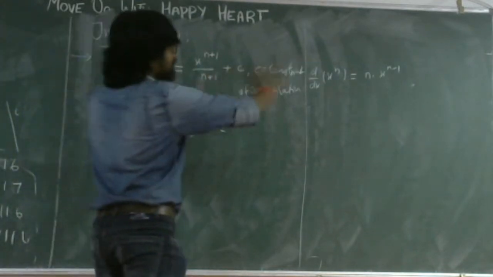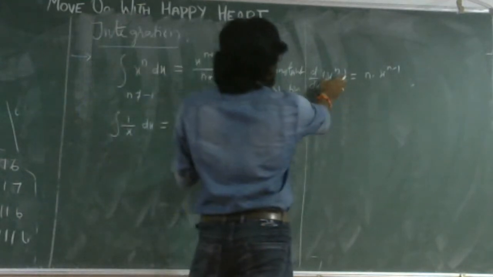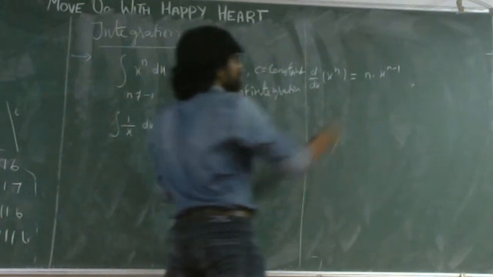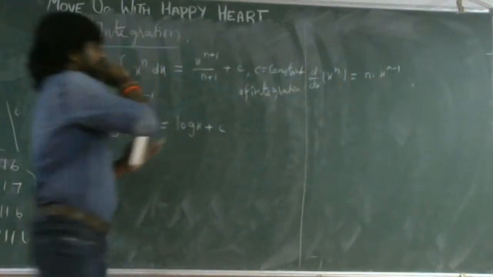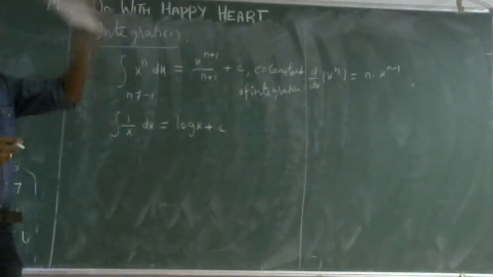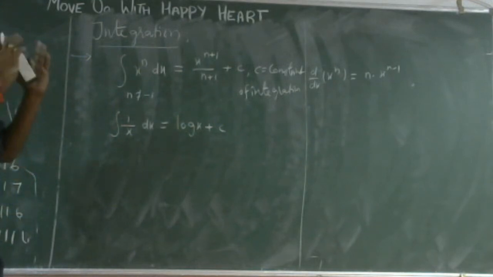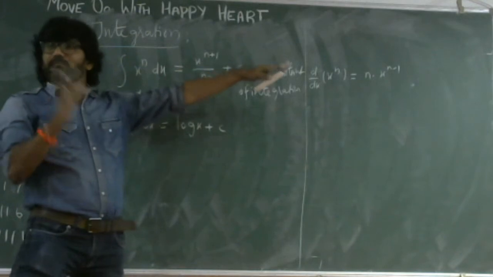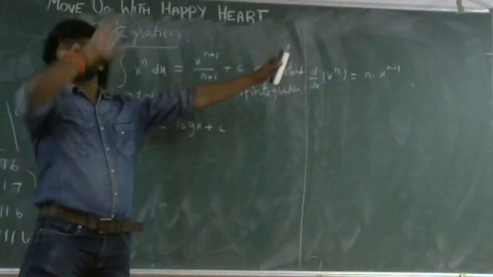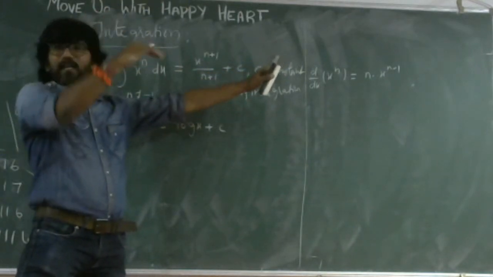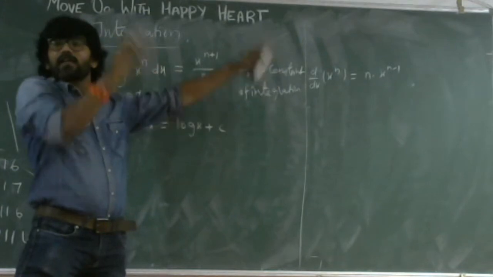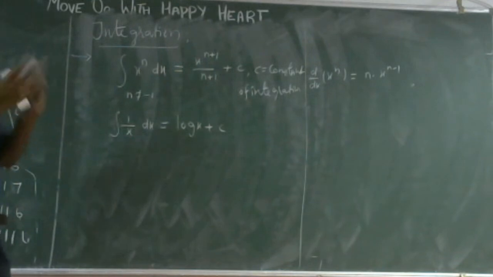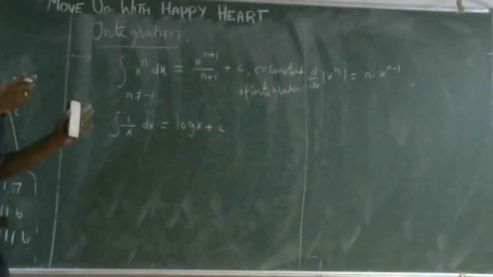If you compare, d by dx of x power n is n into x power n minus 1. If you integrate that, n into x power n minus 1 becomes x power n minus 1 plus 1 by n minus 1 plus 1, that is x power n by n. N is a number, keep that aside. The n cancels and you get x power n. That is why it is called the reverse process.